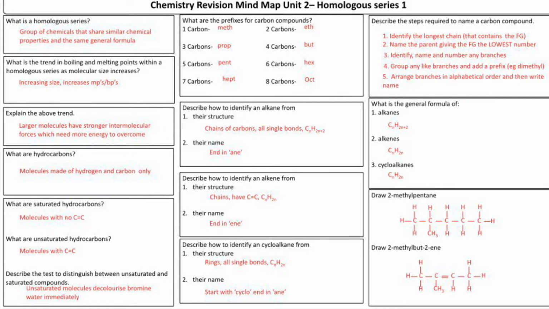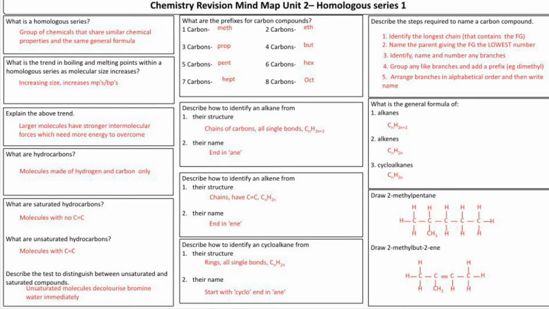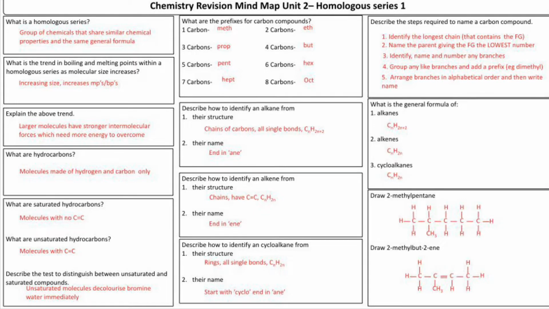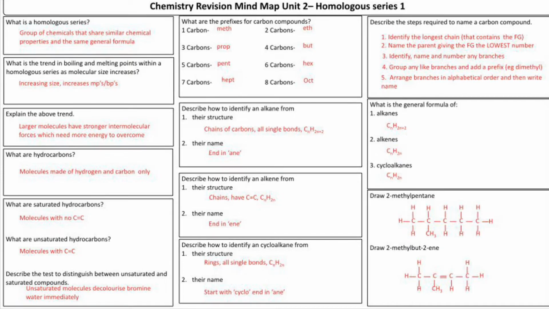You need to be able to describe alkanes from their structure, which is a chain of carbons. They are all single bonds, and will have the general formula CnH2n+2, where n is the number of carbons. They will all end with the letters A-N-E, ane.